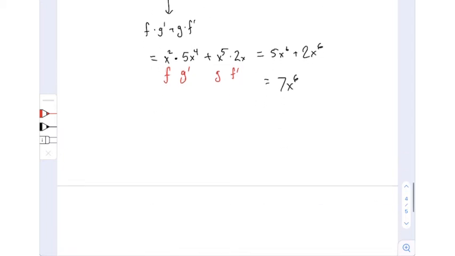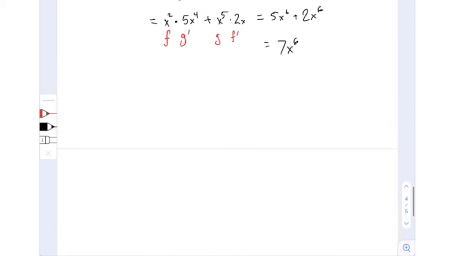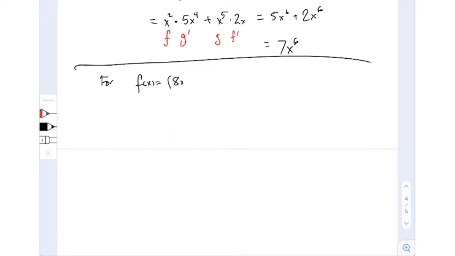How about this function, f of x equals 8x to the 5 minus 7x plus 1, times 11 minus x squared. Find f prime of 1. All right.